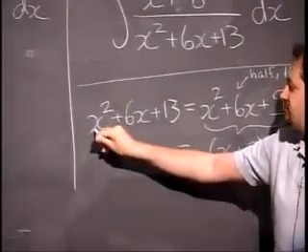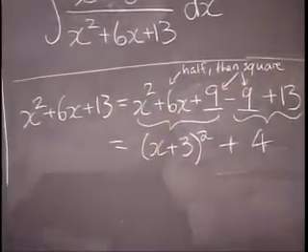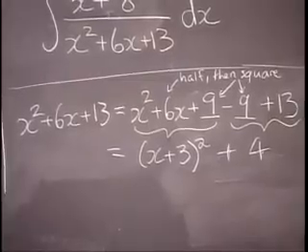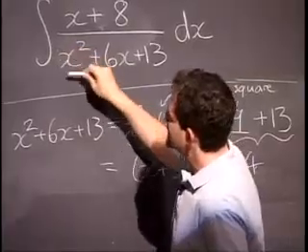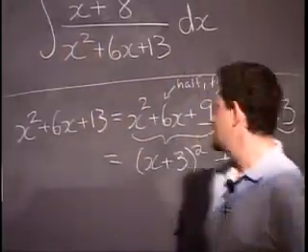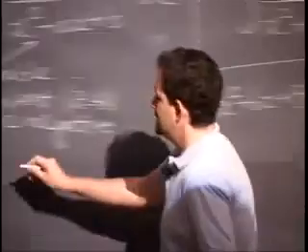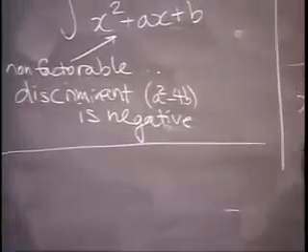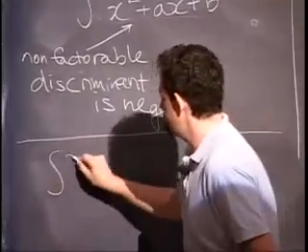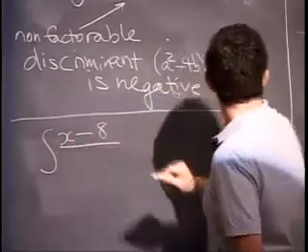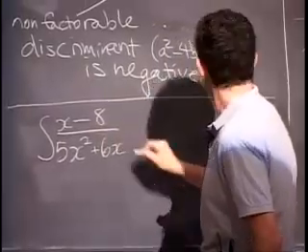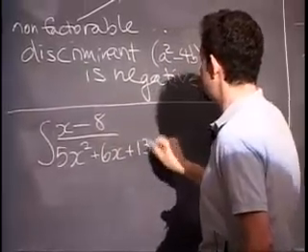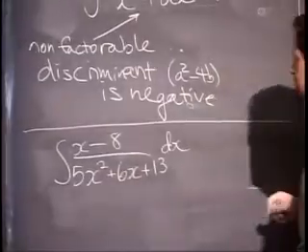This only works, by the way, if this is a monic quadratic. The coefficient of the x squared is just 1. If it's not, so if I had, for example, 5x squared there, I would just pull the 5 out of the integral. It's not really relevant to this example, but I thought I should mention it. Say I had x minus 8 over 5x squared plus 6x plus 13. The discriminant is still negative, as you can just check.